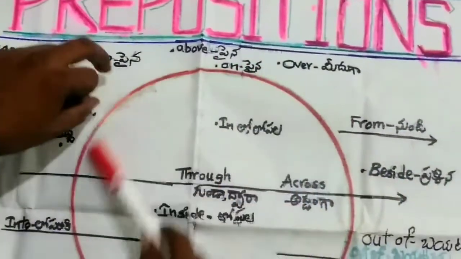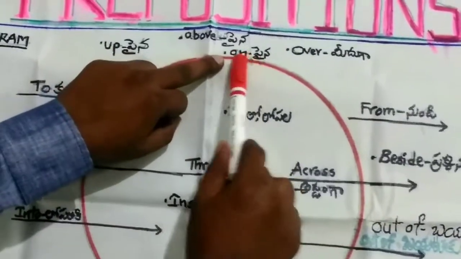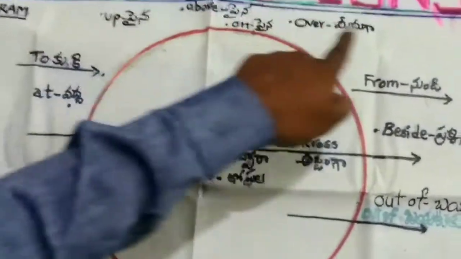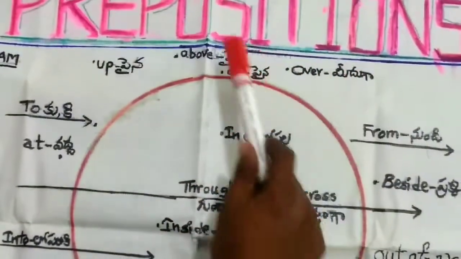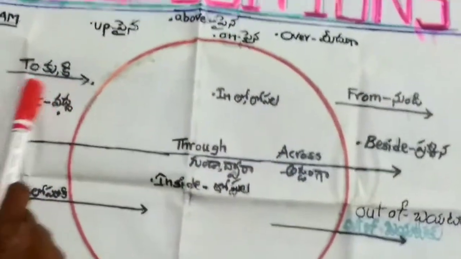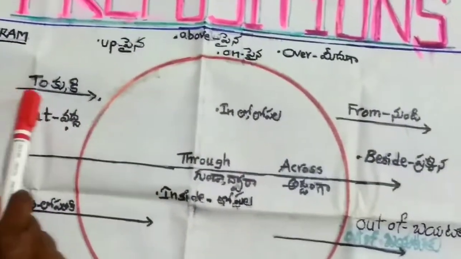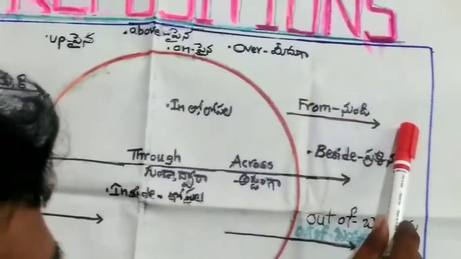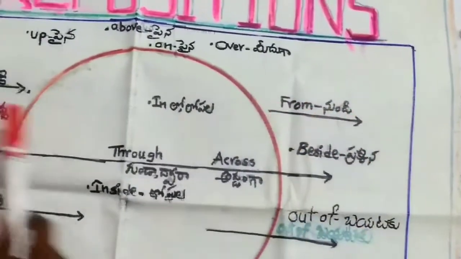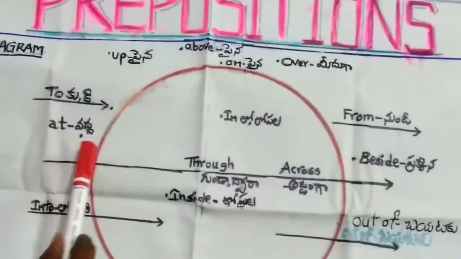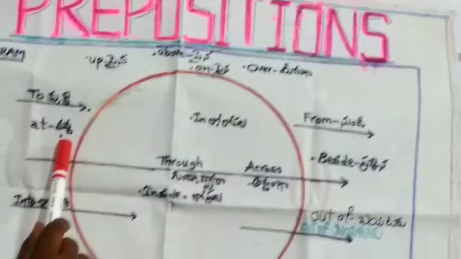Of course, here on the circle means on, over, and above. Of course, up also, upside. And see here, this mark indicates to. See, it is coming to the circle. And it is from the circle. It is going from the circle. It has come to the circle. So, to. And of course, this one, at.